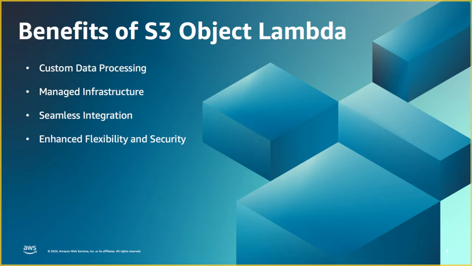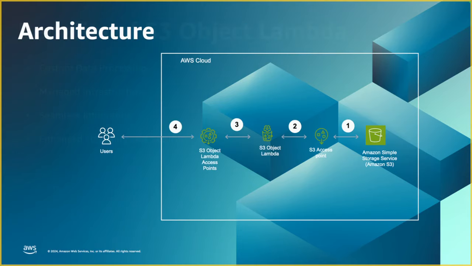So let's look at the architecture next. As you can see, the architecture is fairly straightforward. The S3 storage is fronted by an S3 access point. So when a user requests the data to be retrieved, instead of calling the access point directly, they will call an S3 Object Lambda access point. That forwards the request to an Object Lambda function, which then uses the S3 access point to get the data, executes the transformation, and sends the data back to the user. So let's go into a small demo to see how this all works in practice.